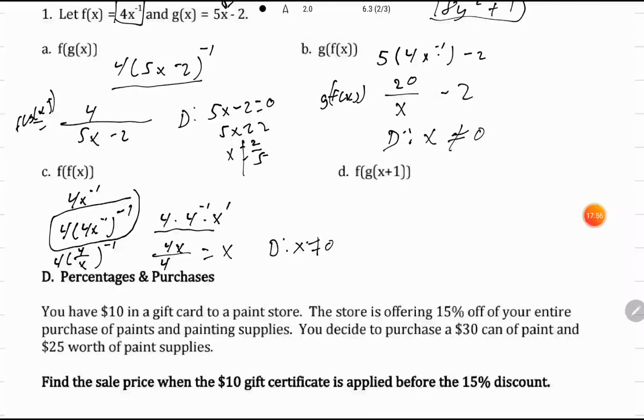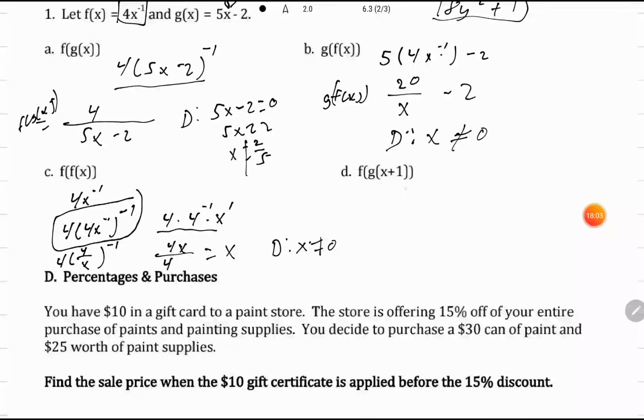Okay, next. F of g of x plus 1. Why are you making it so hard? Okay. So g of x plus 1. Every time I see an x in the g of x function, I'm going to put x plus 1. So 5 times the quantity x plus 1 minus 2. So this is 5x plus 5 minus 2. So 5x plus 3. Okay. So that's g of x plus 1.